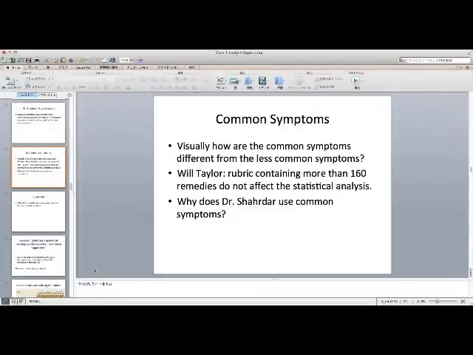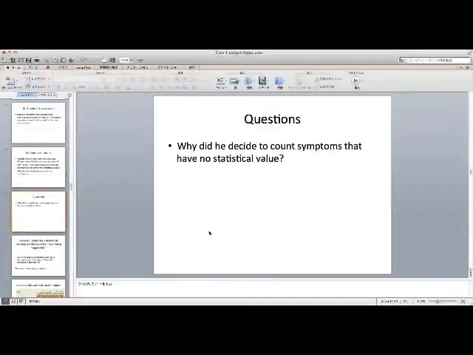Okay, so my question is, why does Dr. Shadar use common symptoms? Does it seem obvious to you? Why did he decide to count the symptoms that have no statistical value? Why is he even looking at them?